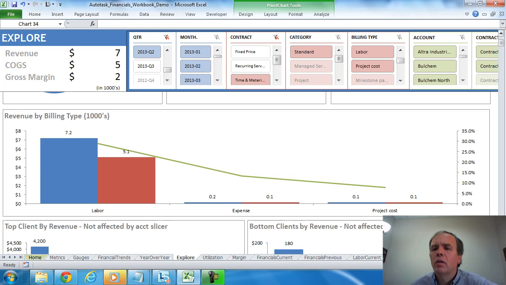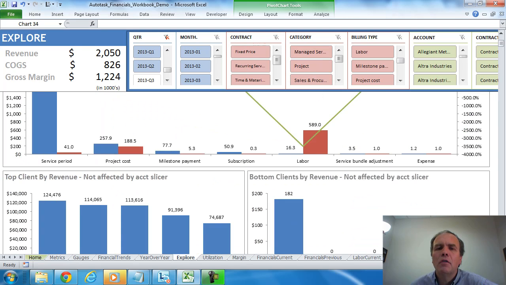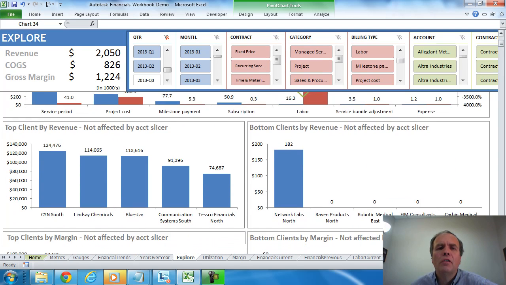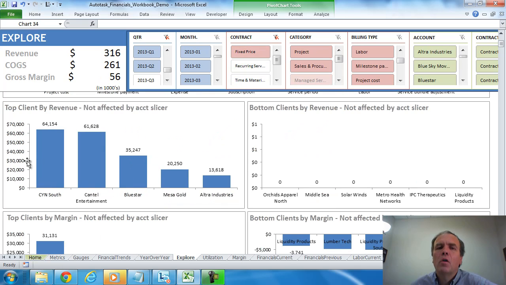Often what we are also interested in, and I'm going to deselect the contract type and show you, is that it also allows you to see the top client by revenue based on the current slicers, and the bottom ones. So overall, I can see what client has generated over those 2 quarters the most amount of revenue. But I could also drill and say, really I'm interested in, for my fixed price contracts, who are the clients that generated the most revenue, and how much was it?